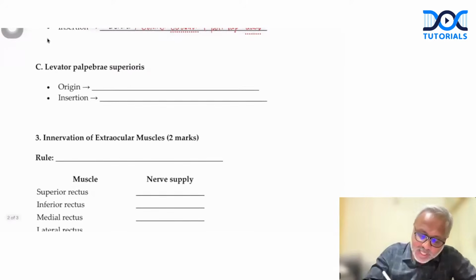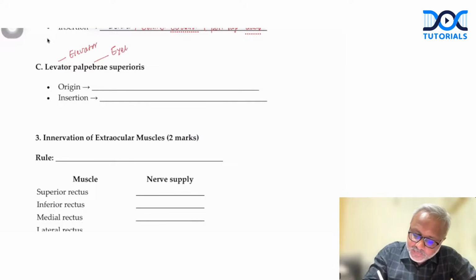As the name suggests, this is the elevator of the eyelid, which is situated in the upper part.